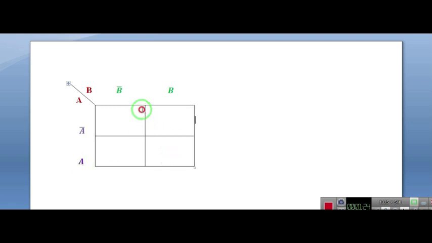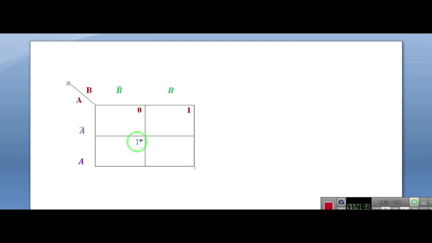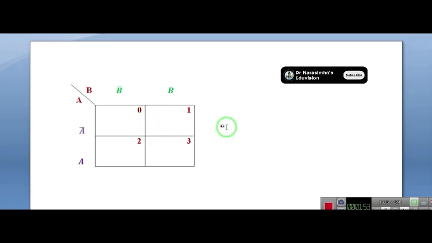So here put the numbers 0, here 1. Row number 1, column number 2 is cell 1. Row number 2, column number 1 is 2, and row number 2, column number 2 is 3. You have to write these 0, 1, 2, 3 values in binary format.